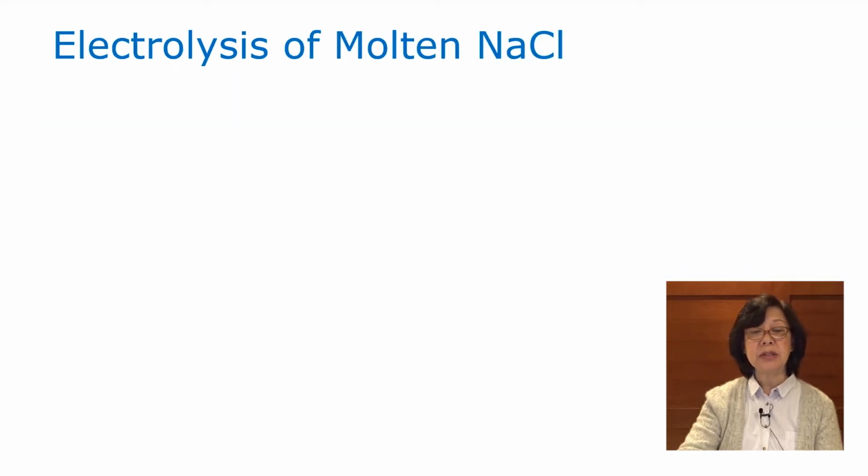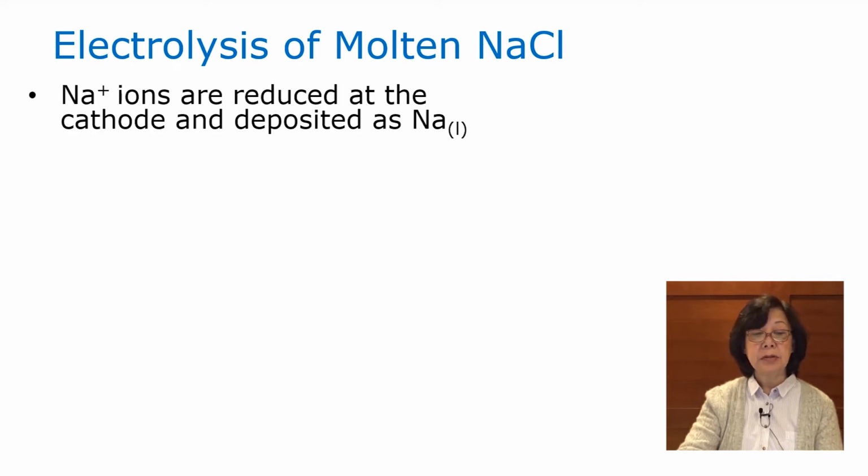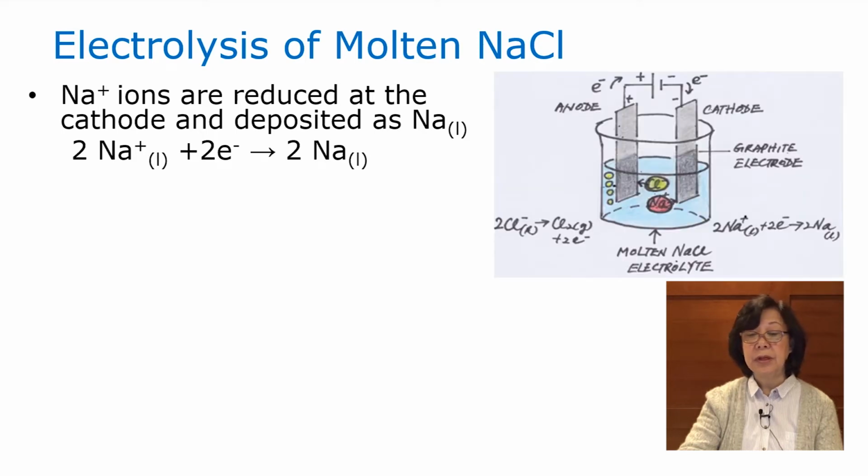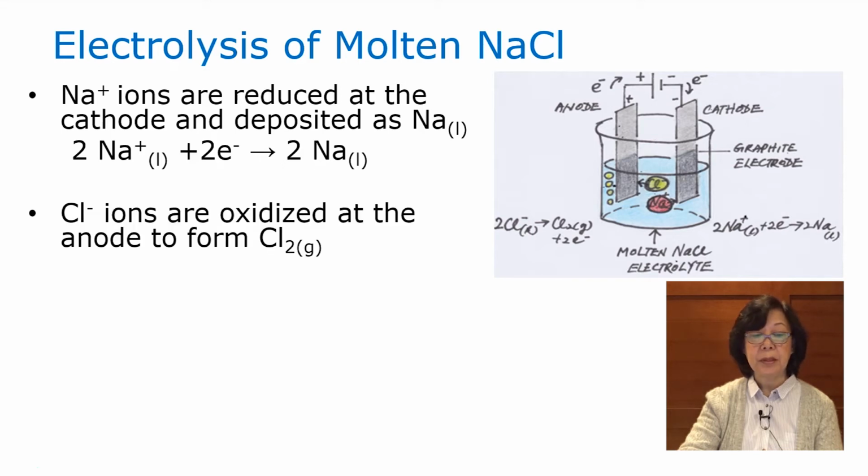Another would be electrolysis of molten, pure NaCl, sodium chloride. The sodium ions are reduced at the cathode and deposited as sodium liquid in this reaction. So here is the electrolysis diagram. You can see the sodium ion is attracted to the cathode to form sodium liquid, while the chloride ion is attracted to the anode, and it is oxidized into chlorine gas, and you will see the greenish yellow gas bubble being formed.